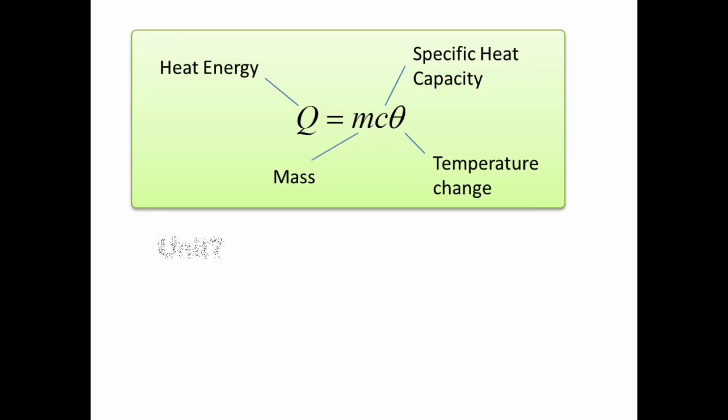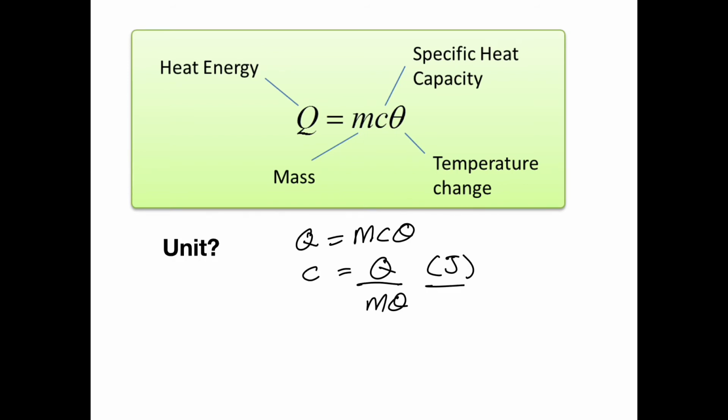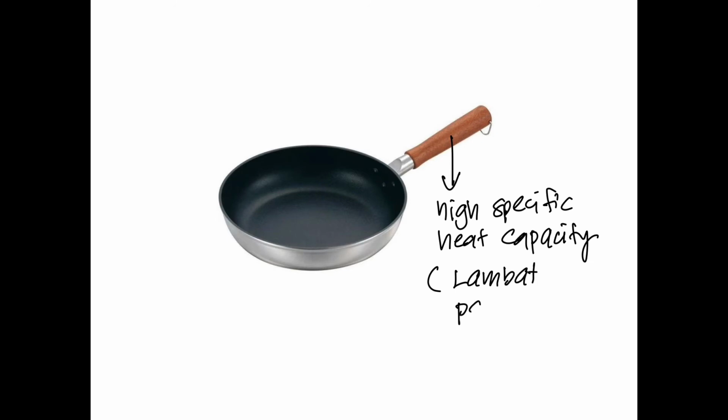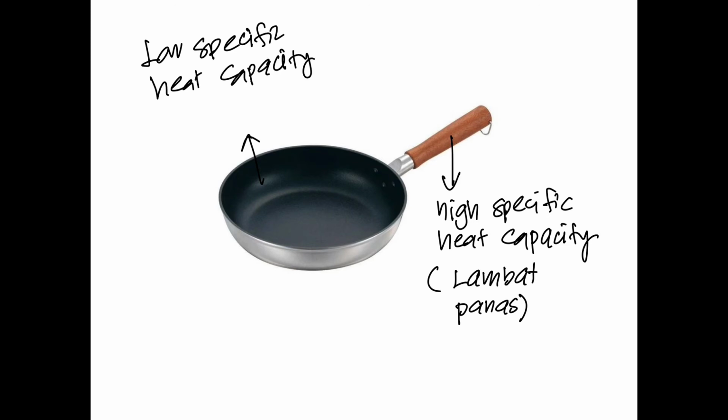The formula that relates to specific heat capacity is Q equal to mc theta, where c is the specific heat capacity and the unit is joule per kilogram per degree Celsius. The best way to understand the concept of specific heat capacity is by analyzing the frying pans. The handle of the frying pans is made up of high specific heat capacity material so that it will heat up slower. Okay, dia akan lambat panas. Meanwhile, the base of the frying pans is made up of a low specific heat capacity material so that it will heat up faster.